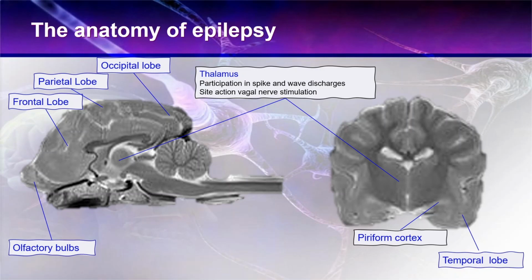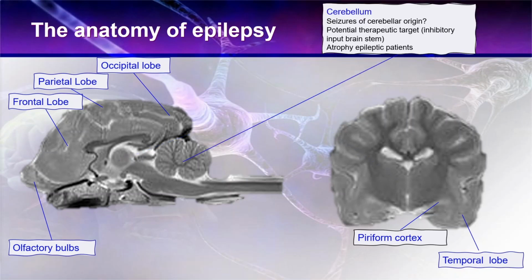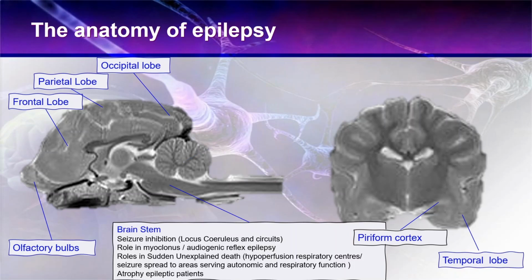We also need to look at the thalamus, because it has a participation in spike and wave discharges. The cerebellum, there is some argument that seizures can come of cerebellar origin, but more importantly, you can see this atrophied in some epileptic patients with refractory epilepsy. And the brainstem is also important for some syndromes such as myoclonus or audiogenic reflex epilepsy. And you can also see it atrophied in some cases with refractory epilepsy.